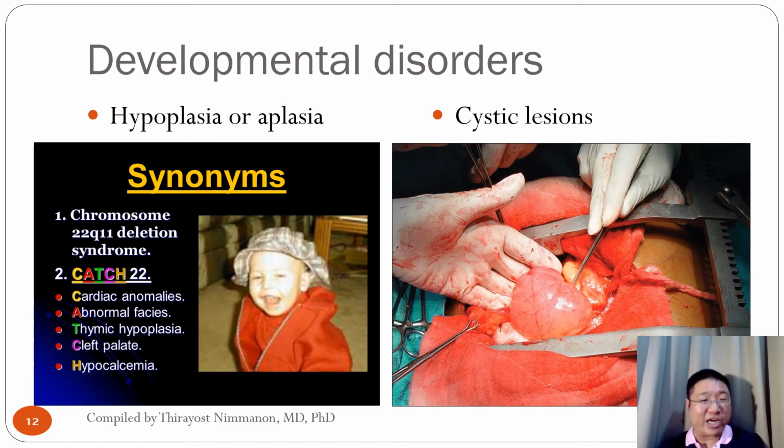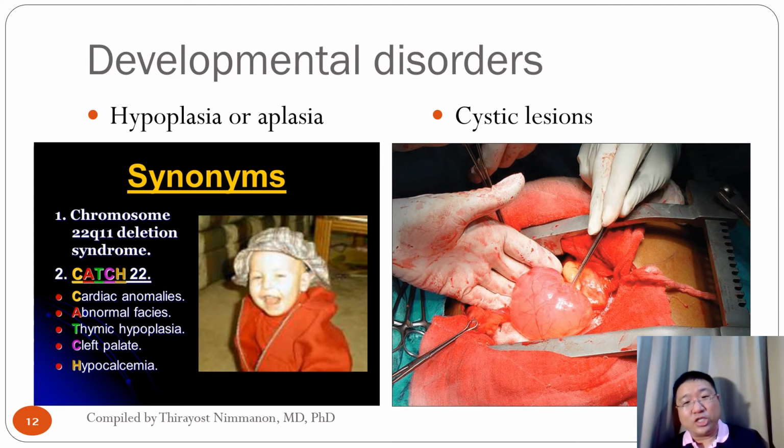It is a cause of cardiac anomalies, a cause of facial anomalies, and a cause of thymic hypoplasia, so the patients will present with immunodeficiency. It is associated with cleft palate. It is associated with hypocalcemia from hypoparathyroidism. So this genetic disorder is quite important because it is associated with so many systems.